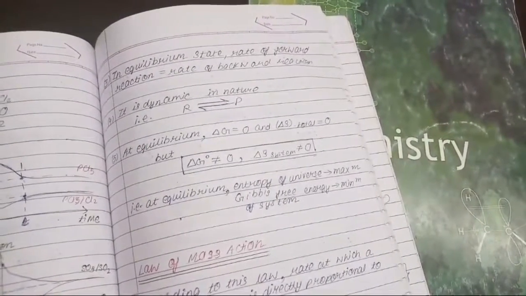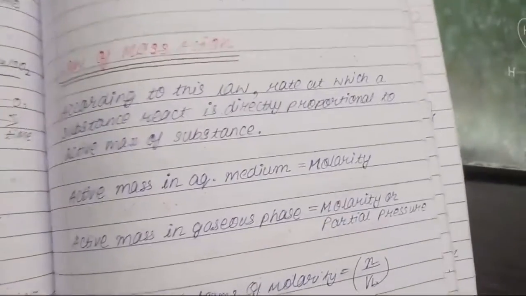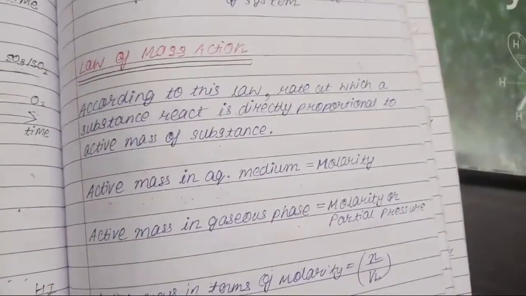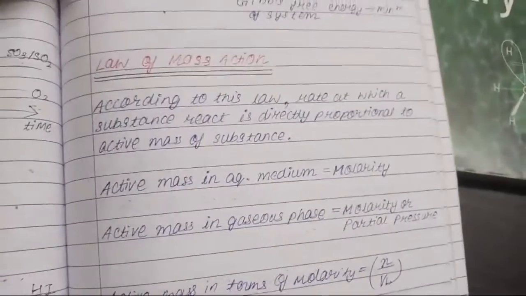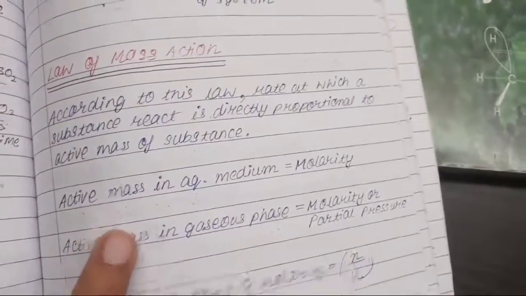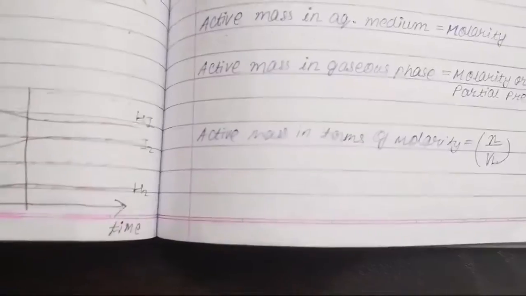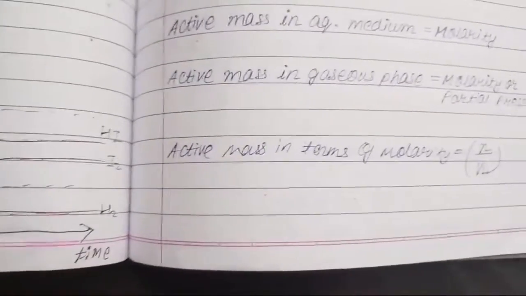Okay, now we have the law of mass action. According to this law, the rate at which a substance reacts is directly proportional to the active mass of the substance. Active mass in aqueous medium is molarity. You guys have to remember this, that the active mass of a substance in aqueous medium is molarity. Active mass in the gaseous phase is molarity or partial pressure.